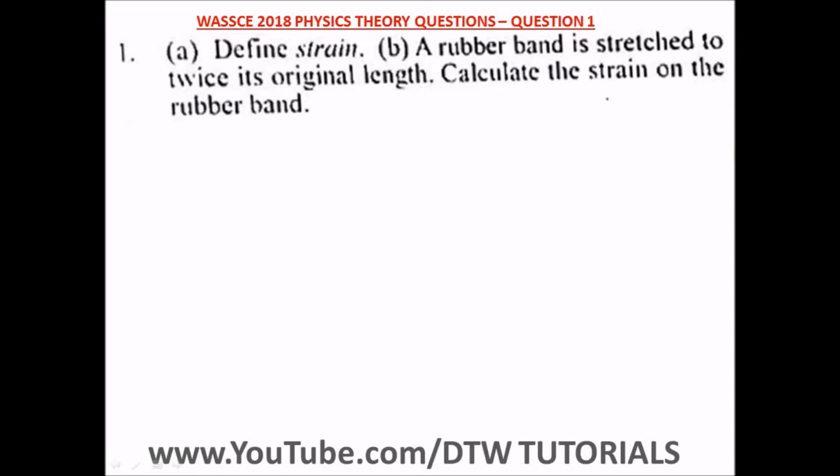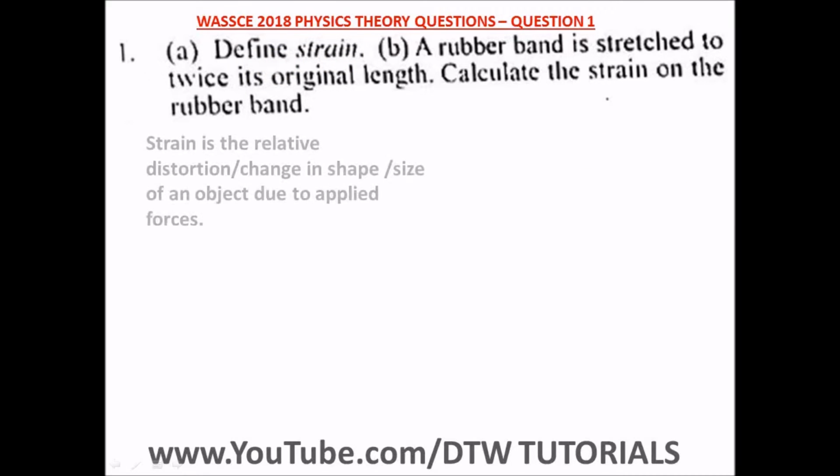Question 1 of the WASSCE 2018 physics theory question says, define strain. So what is strain? Strain is the relative distortion, or change in shape or size of an object due to applied forces. So that's the meaning of strain.